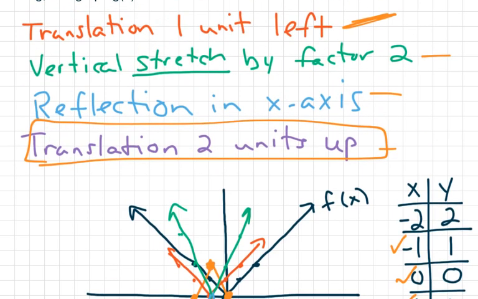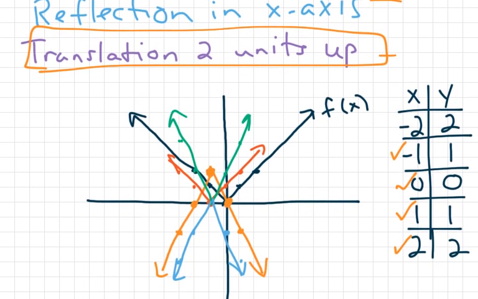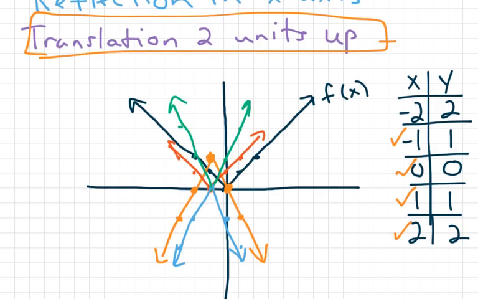The key here is just going slow, making sure we're doing everything in a systematic way, and not trying to skip steps or do more than one step at a time, because that's when people tend to get lost and make mistakes.